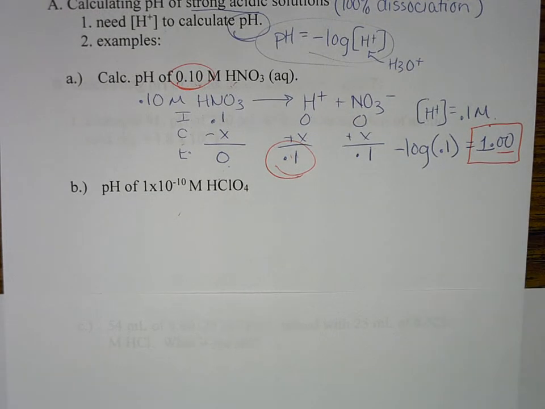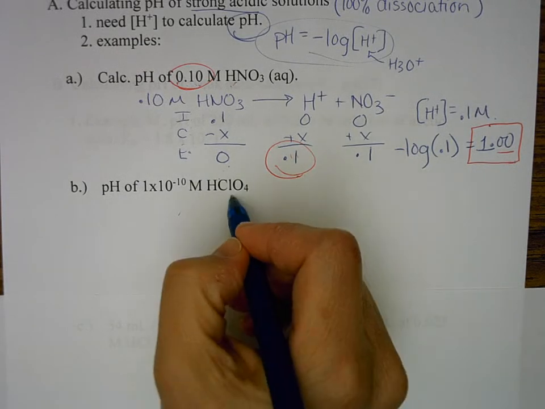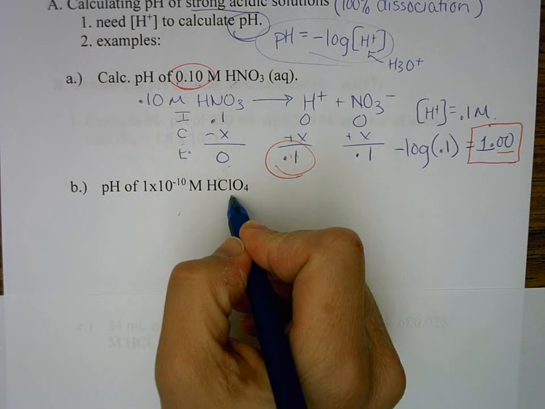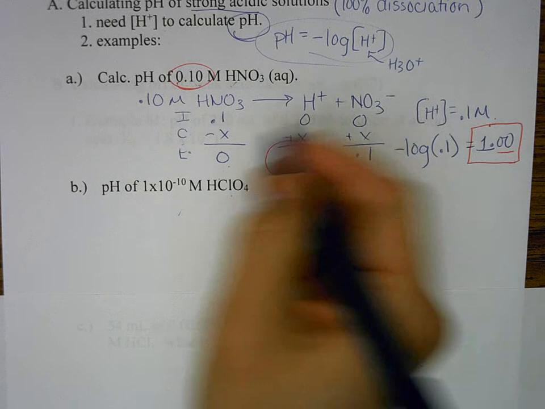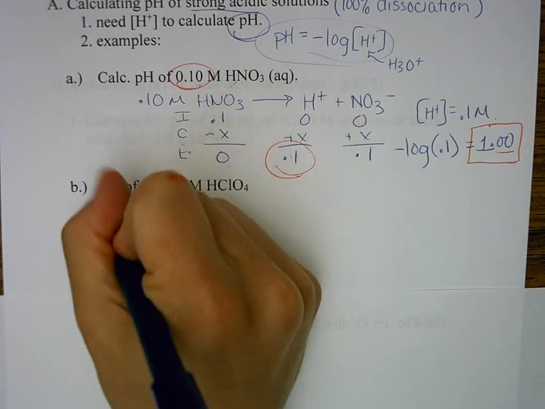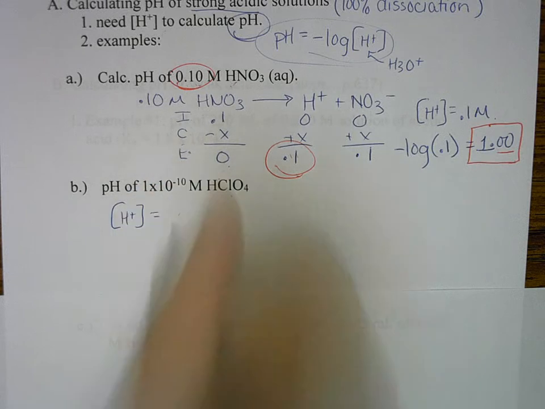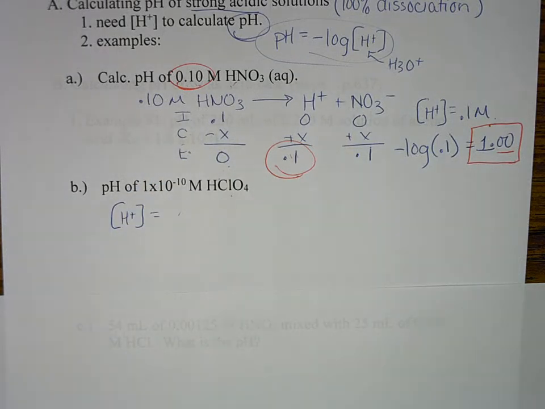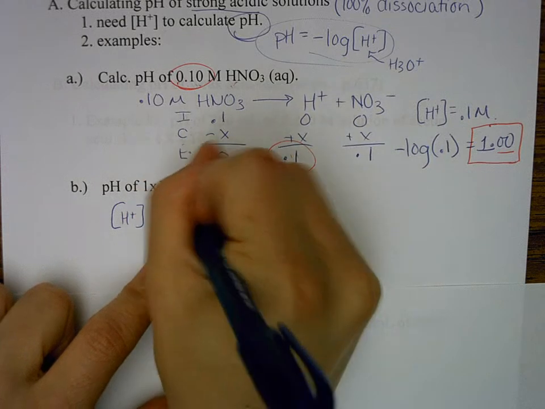Okay? Next one, HClO4. Perchloric acid is also strong. If I have 1 times 10 to the negative 10th molar of hydrochloric acid, what's my concentration of hydrogen ions? Yes, 1 times 10 to the negative 10th.